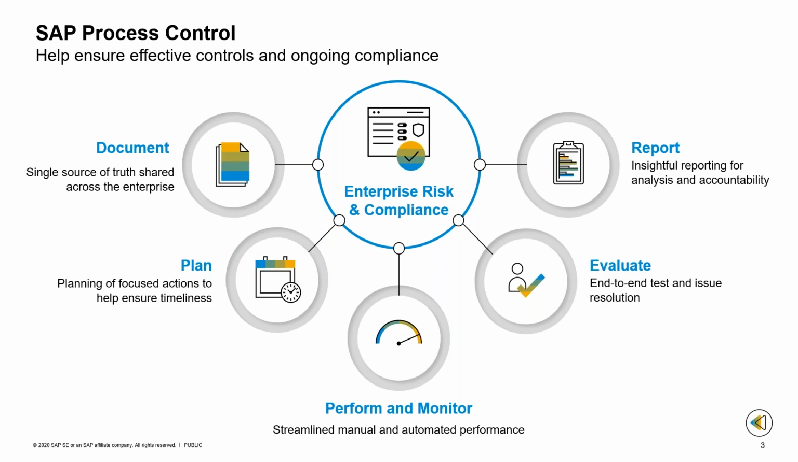The evaluate part is the end-to-end testing and issue resolution. So what happens when we're testing those controls, if there's an issue, right? Or an alert that pops up. Process control has a whole module that goes through the issue resolution, right? You can monitor that, assign it to resources, and follow through. It also has, which is not depicted here, a whole policy management module as well. So you can manage and disseminate different policies throughout the organization.